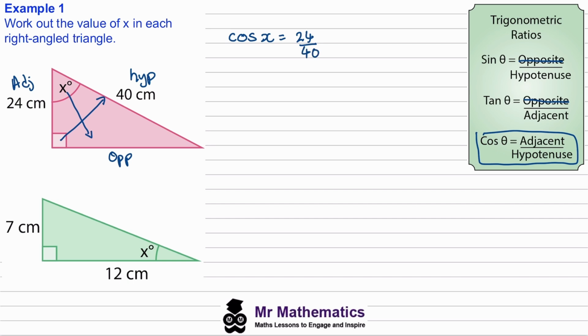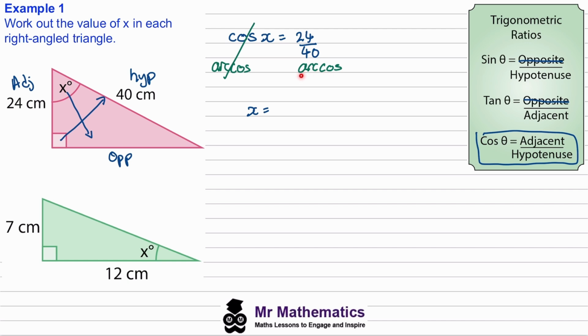So now to work out x, we need to do the opposite of cos, and this is called arc cos. And because cos and arc cos are opposite functions, they cancel. So we're left with x will equal the arc cos of 24 over 40.